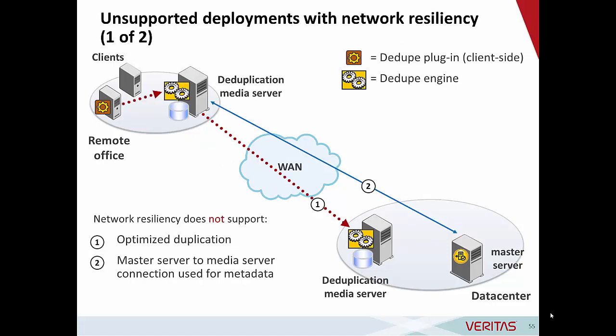Network resiliency does not support communication between NetBackup servers, from media server to media server, or from media server to master. And so you see what's happening here. A client is being backed up to a local media server in a remote office, and then there's a duplication taking place between the remote office and the main data center. That opdupe going across the WAN is not getting the benefits of network resiliency.